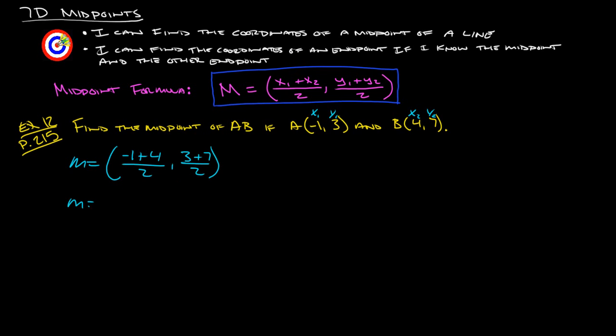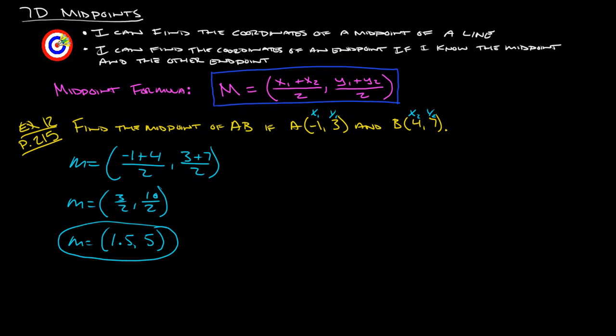Right? So the midpoint is -1 plus 4 is 3 halves, and 3 plus 7 is 10 halves. So we get that our midpoint is, again, you can just leave that as 3 halves, or you can put 1.5, and then 10 divided by 2 is 5. So there's our midpoint of that line there.